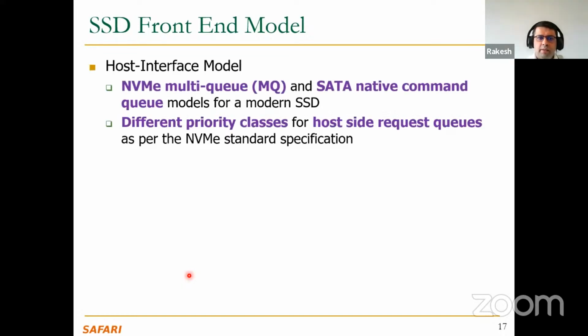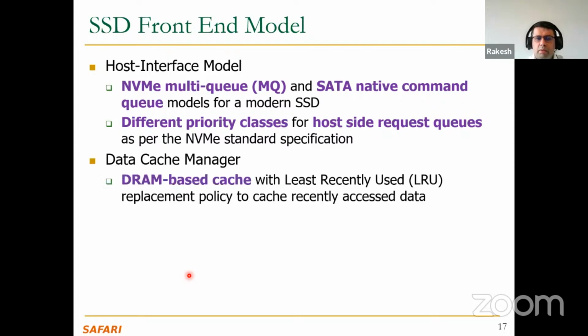As we discussed, MQSim implements both the NVMe multi-queue protocol and the SATA native command queue protocol, and it also supports different priority classes for the host side request queues as per the NVMe standard specification. So it supports up to 6 priority classes. For each queue, it can be urgent, or it can be a normal priority, which uses a round robin protocol. So there are many priorities which can be used to configure the host side request queues.